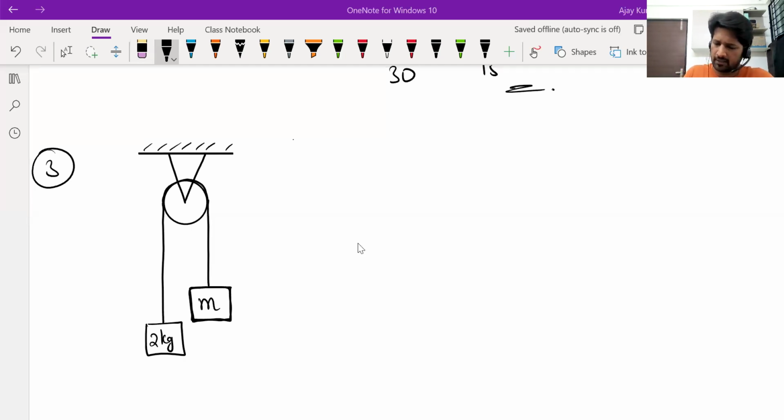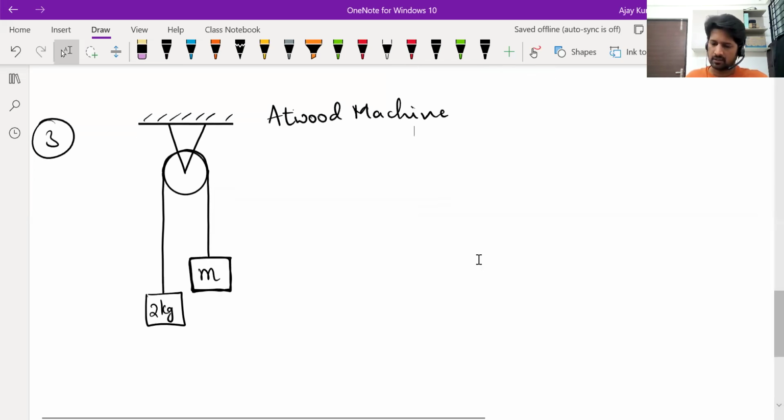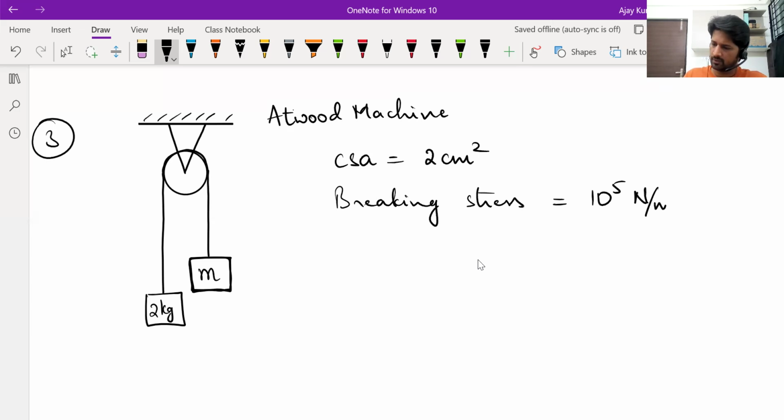Consider a simple Atwood machine like this. Okay, assume it is ideal, means the pulley is frictionless, the string is light and inextensible. We have dealt with situations like this. Now, the string that connects the blocks, assume its cross-sectional area is 2 centimeters square. Okay, and its breaking stress, let it be some 10 power 5 Newton per meter square. Okay, that is the breaking stress.